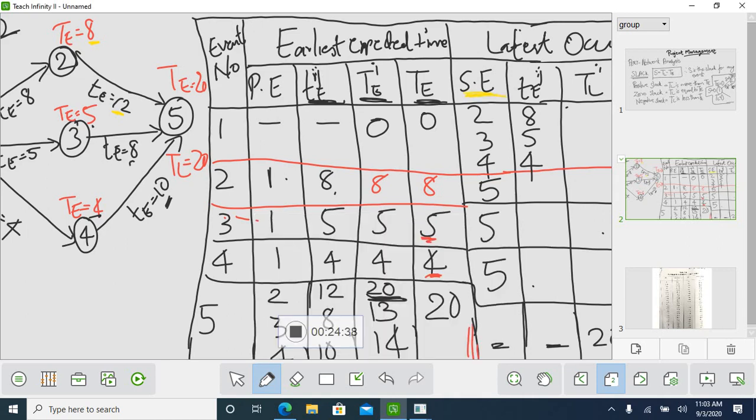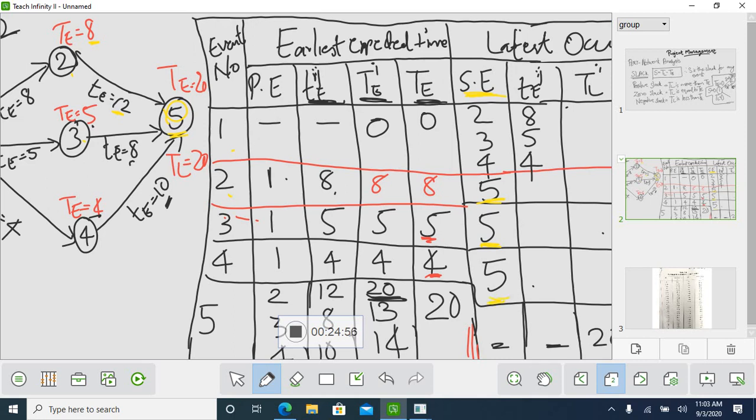So if you see here, successor event for 1 is 2, 3, 4. For 2, what is the successor event? You have this 5. That is 5 over here. So for 3, what is your successor event? 5. So you will be writing 5. For 4, what is your successor event? 5.